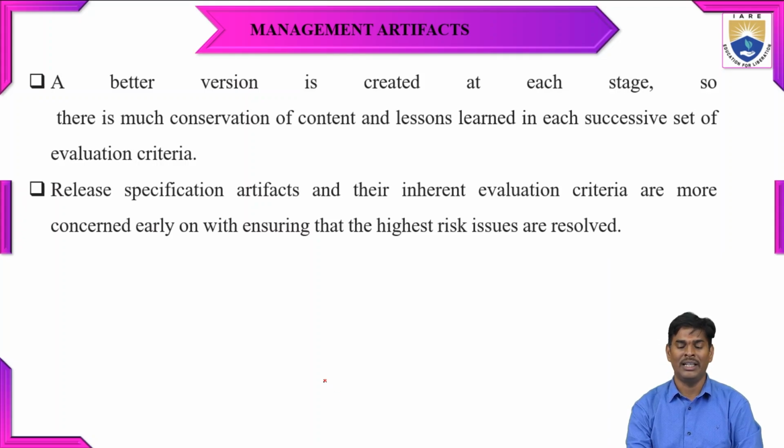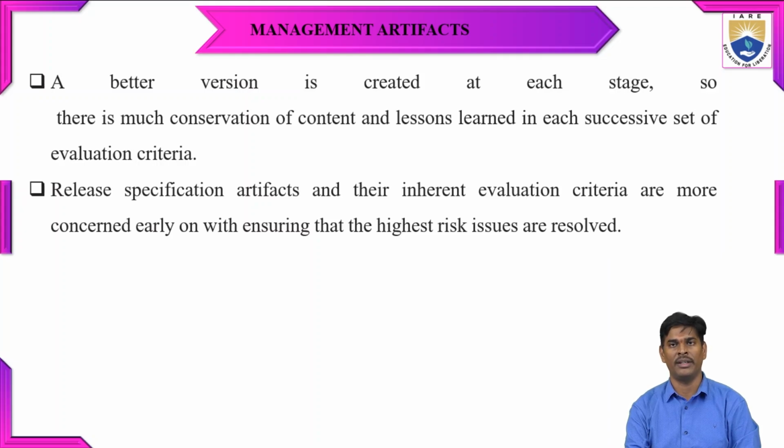So in the evaluation criteria, we are seeing that in each and every phase they are going to consider some evaluation criteria to find whether there is any risk, so that the risk can be minimized and better versions of the release can be produced. The release specifications, status artifacts, and their inherent evaluation criteria are more concerned with checking whether the risk is the highest risk or the lowest risk. If it is the highest risk, they are going to resolve it as soon as possible.